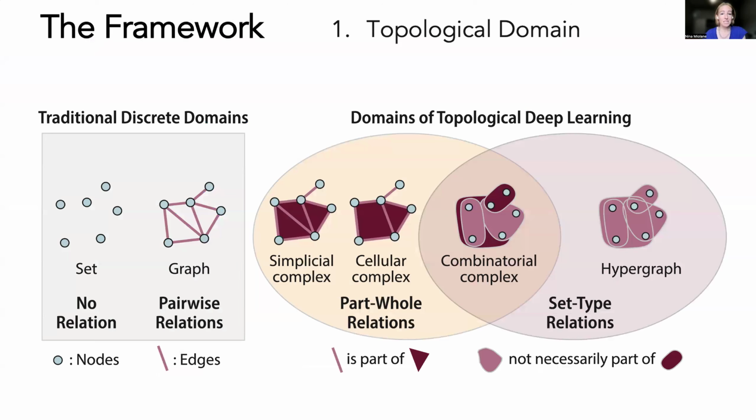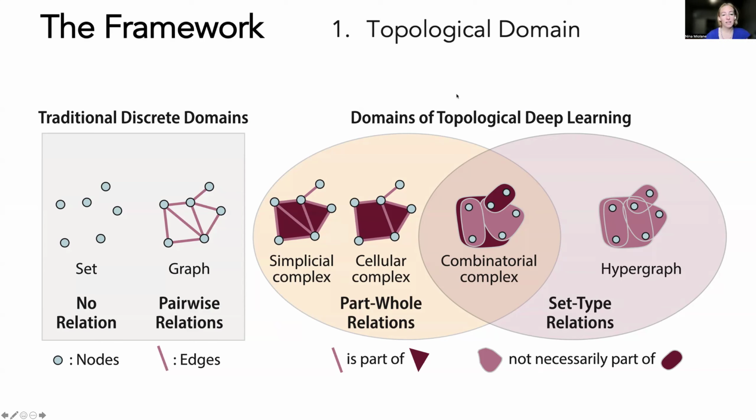Okay, starting with the framework and per subsection, topological domain. This figure summarizes the traditional discrete domains on which traditional neural networks are built, and then the domains of topological deep learning. So in the traditional discrete domains, you start with a set, which is a system of components that have no relationships with each other. And then the graph, a system of components that have only pairwise or binary relationships with each other. And these relations are called the edges.